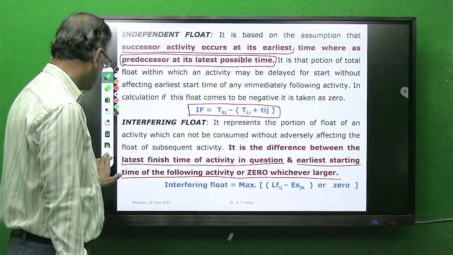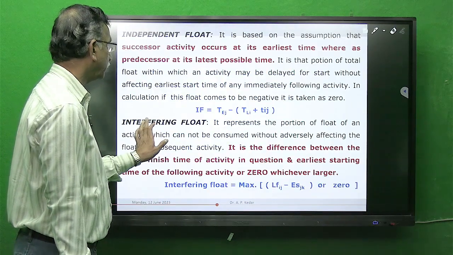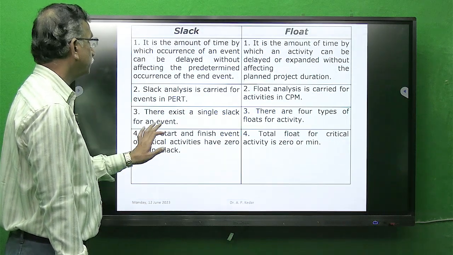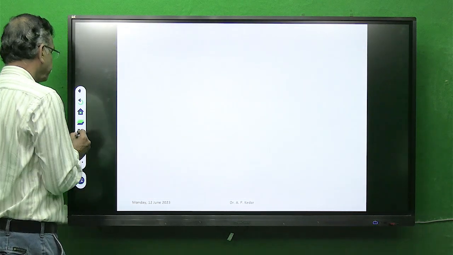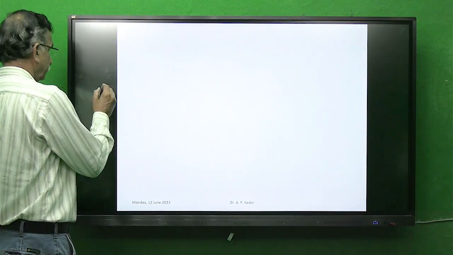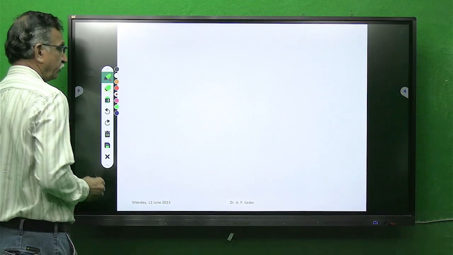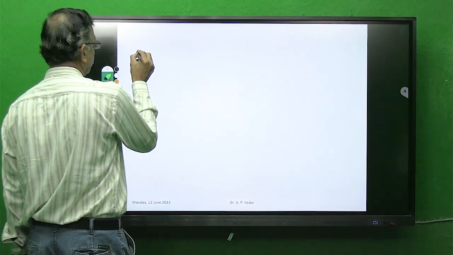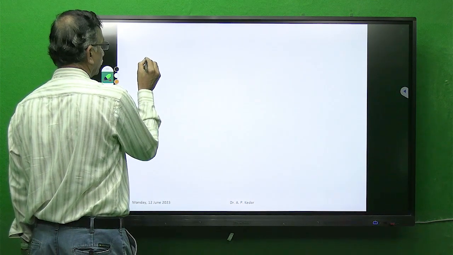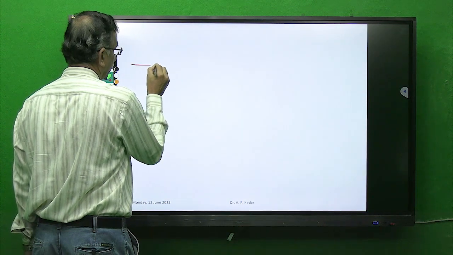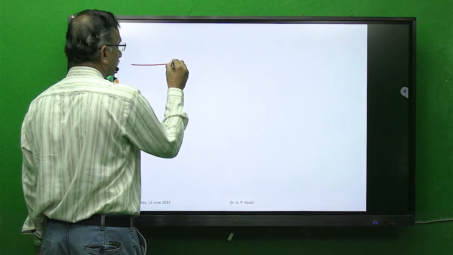Now, before going to the further part, let me explain the concept in detail. I will be drawing some part of the in-between part of the network.